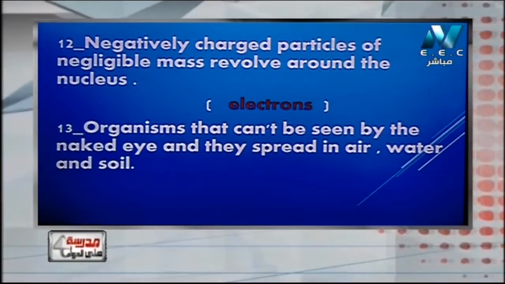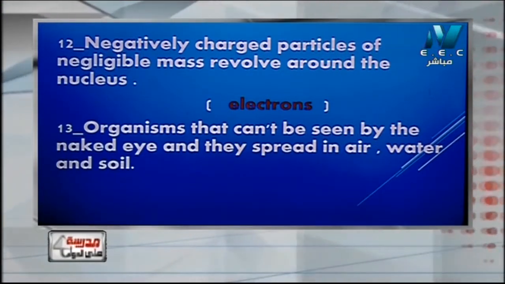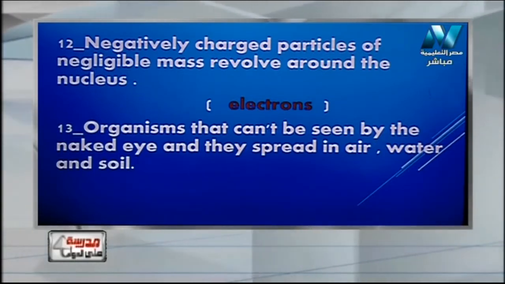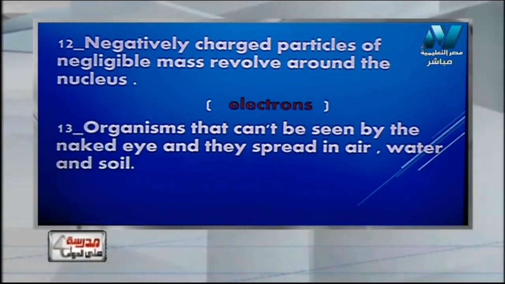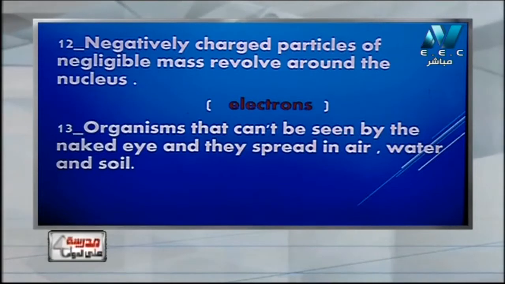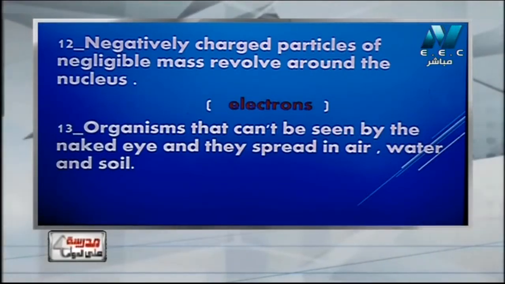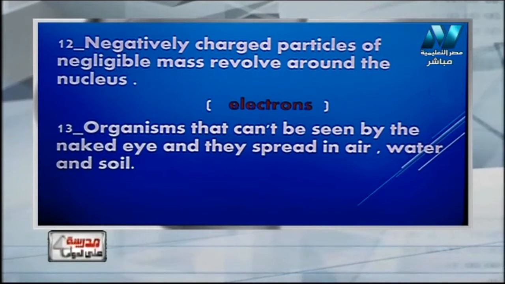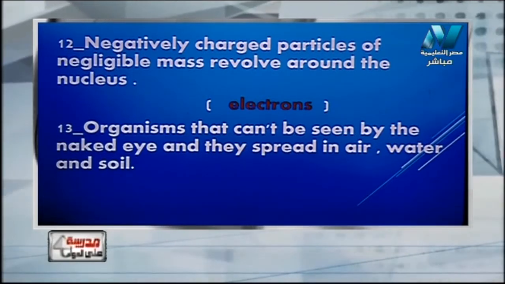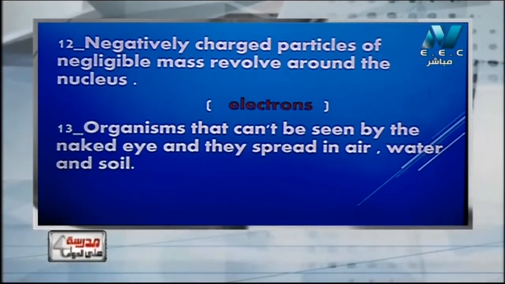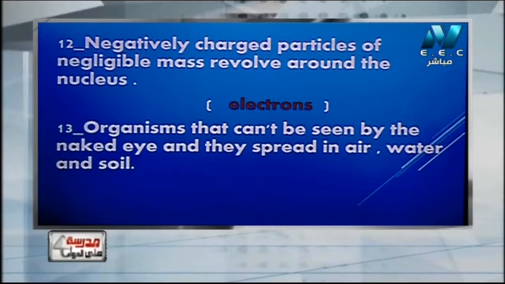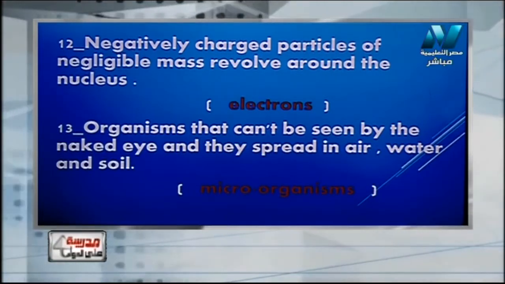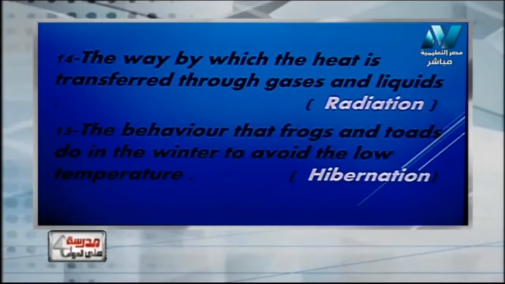Number 13. Organisms that can't be seen by the naked eye. If we want to see them, we must put them under the lens of a microscope, because they are very, very small. And they spread in air, water, and soil. Yes, it is micro, from microscope. Microorganisms, such as Euglena, Paramecium, and amoeba.